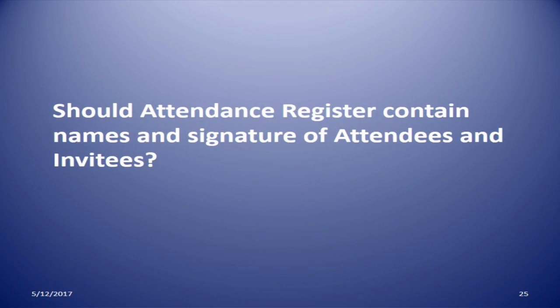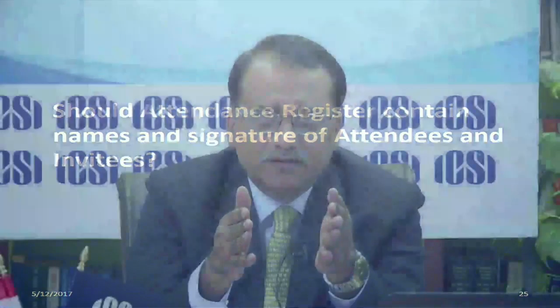Now I come to the attendance register. Every company has to maintain the attendance register with respect to its board meetings and with respect to its committee meetings. A separate attendance register is required to be maintained. And in this attendance register, the standard has distinguished between the participants in two categories. Category 1 is attendees and category 2 is invitees. Attendees means all the directors and the company secretary, while any other person who has been invited to attend the board meeting shall be treated as invitee.